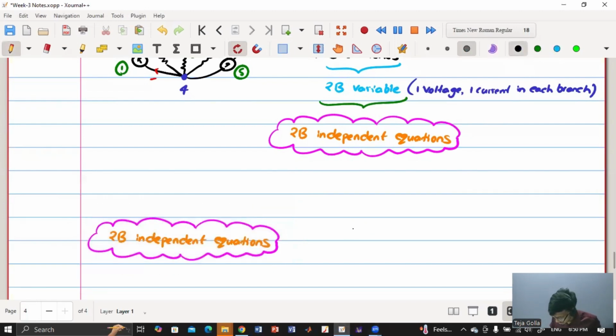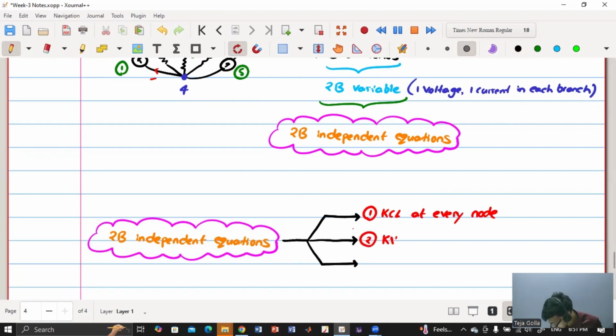So first, we'll get three such sets. We'll be doing KCL at every node. Then we'll apply KVL in every loop, and then we'll apply the IV characteristics in every branch. Got it?